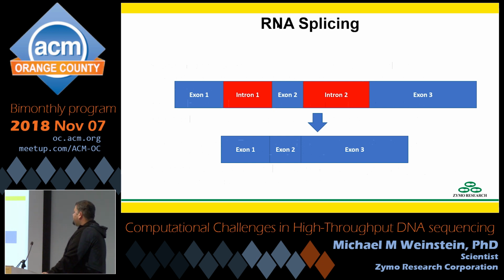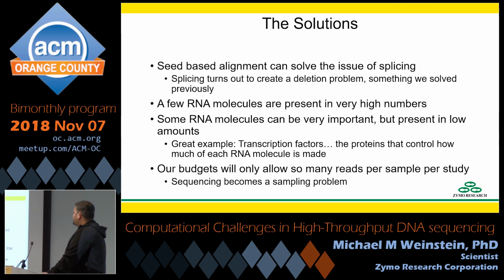So RNA splicing, what's that? That's taking the RNA, and most RNAs that code for proteins are going to have splicing done on them, where certain chunks are going to be removed during the processing of that RNA. This can be a challenge for alignment. The solution for this turns out to be seed-based alignment. So really what I described there was the cell is making its own deletions in the RNA. And with seed-based alignment, we already talked about how that fixes deletion issues.